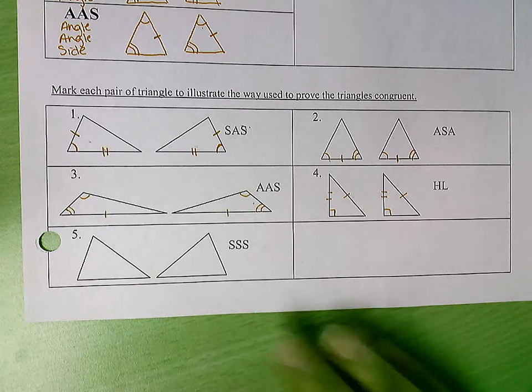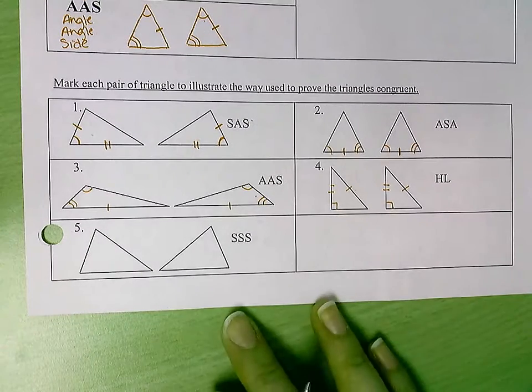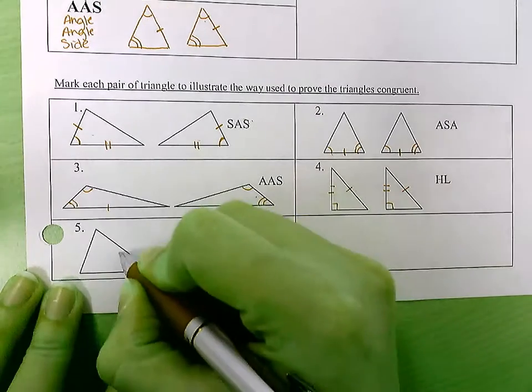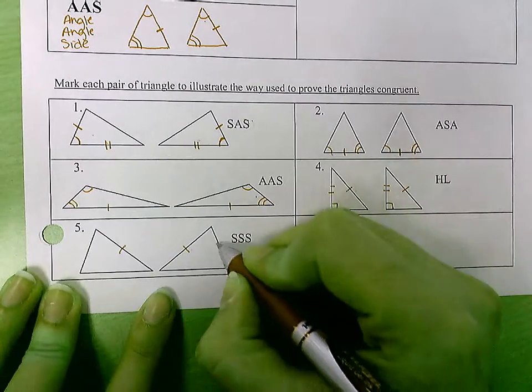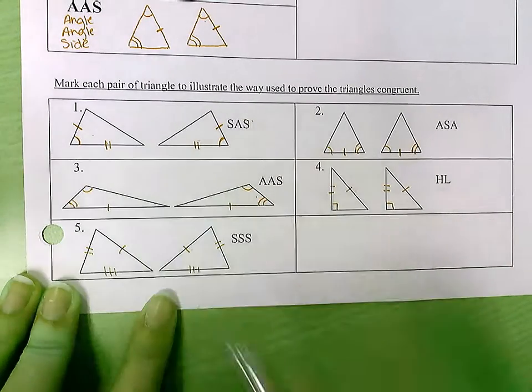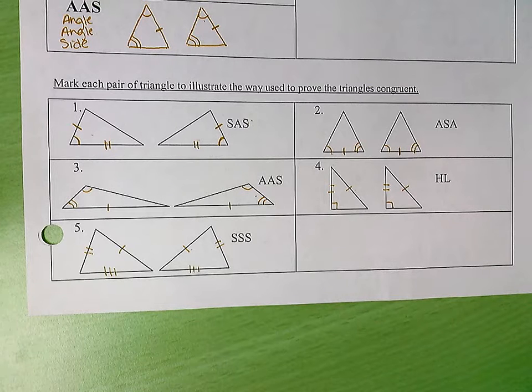The last one is side, side, side, meaning all of your sides. You shouldn't have any angles marked for this one. Okay, so I have these two sides congruent, those two, and that last one. So I shouldn't have any angles marked congruent for that one. Should all be your sides. Okay, questions on those ones?